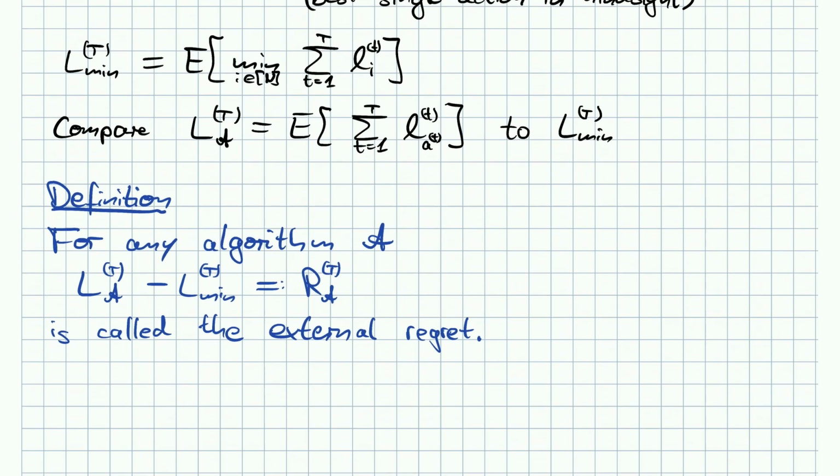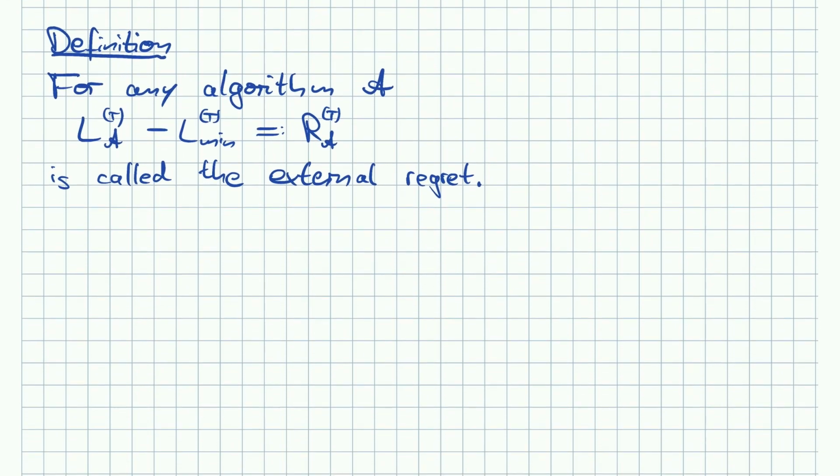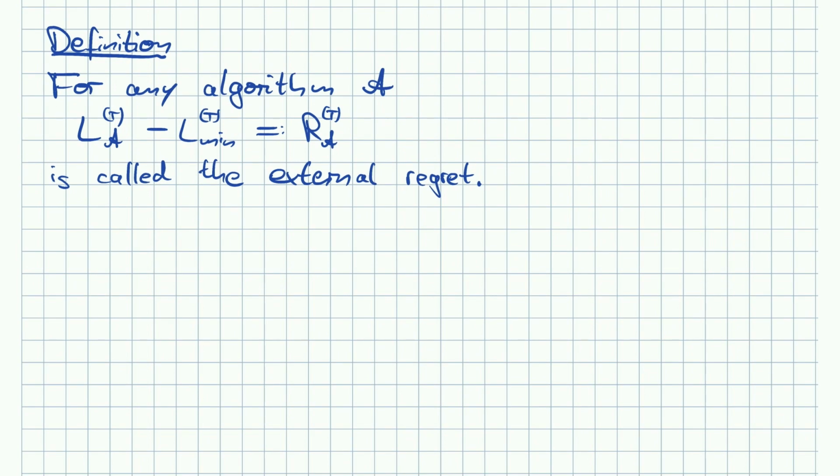This is, I hope, a definition that you remember from last time, and we've actually seen that it is enough to get to a coarse correlated equilibrium if this external regret grows sublinearly in time. And this is what we call a no regret algorithm.